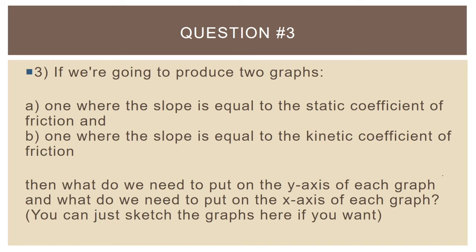Moving on to question 3. Question 3 says, if we're going to produce two graphs, one where the slope is equal to the static coefficient and one where the slope is equal to the kinetic coefficient of friction, then what do we need to put on the y-axis of each graph and what do we need to put on the x-axis of each graph? Again, as was mentioned in the answer to the last question, all of this stuff comes down to the equations.